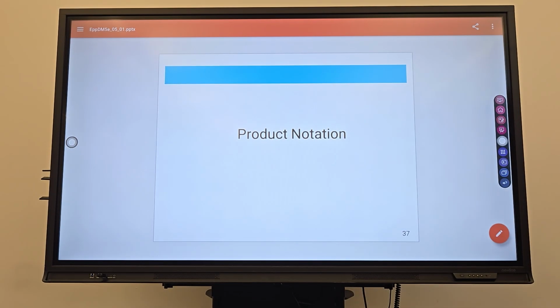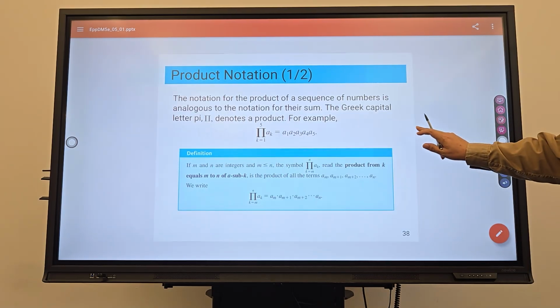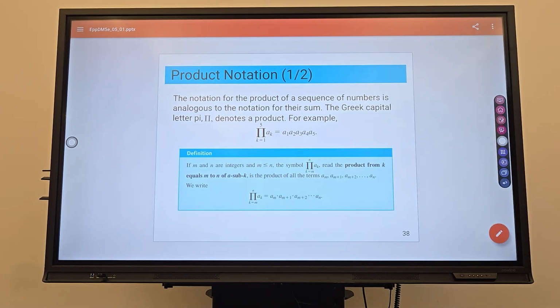Product notation. Notation for the product of a sequence of numbers is analogous to the notation for their sum. Greek capital letter pi denotes a product. For example, the product of the sequence a sub k from k equals 1 to 5 equals a sub 1 times a sub 2 times a sub 3 times a sub 4 times a sub 5.